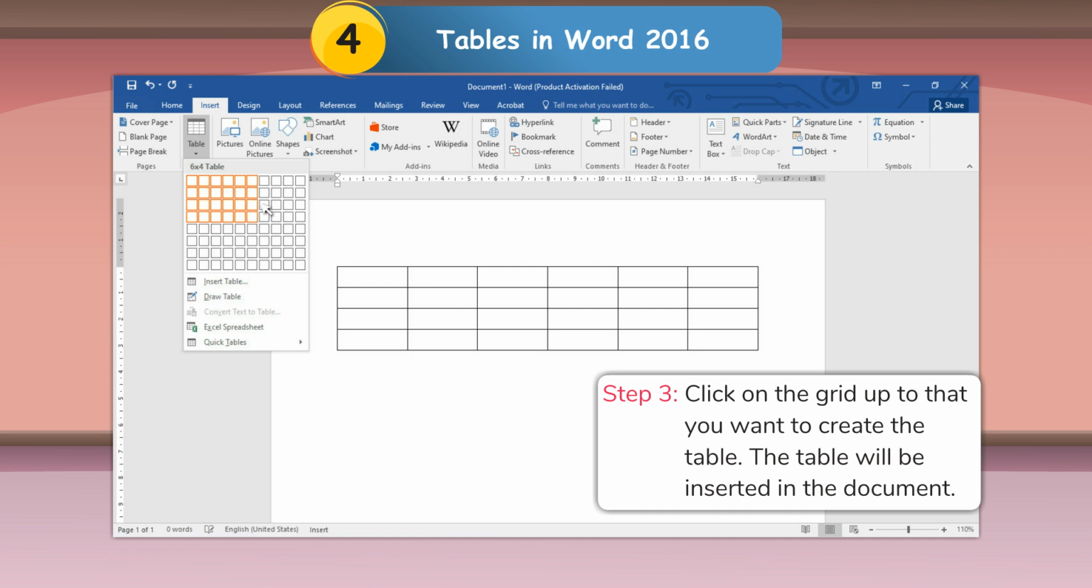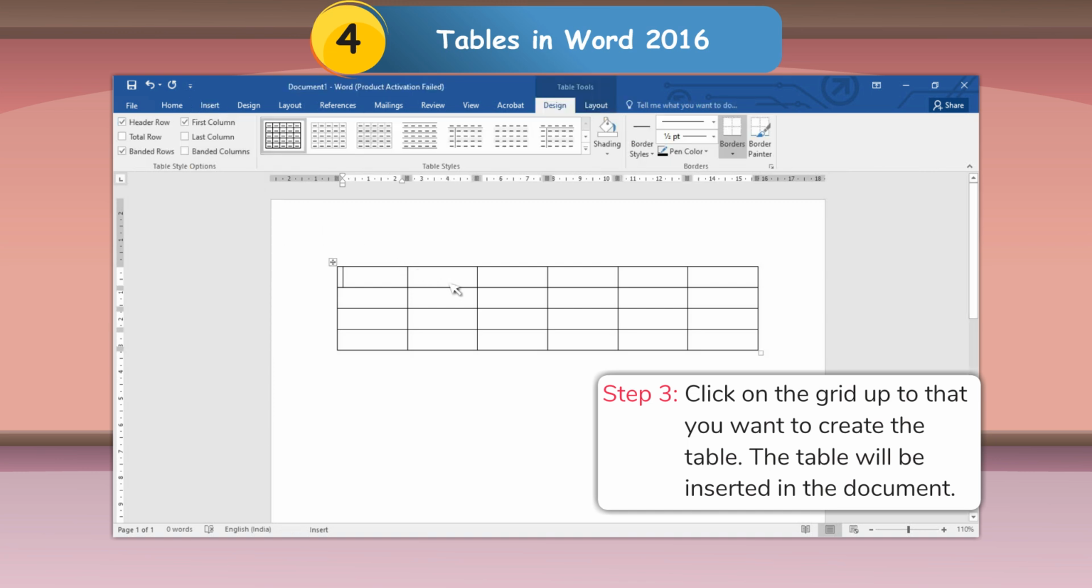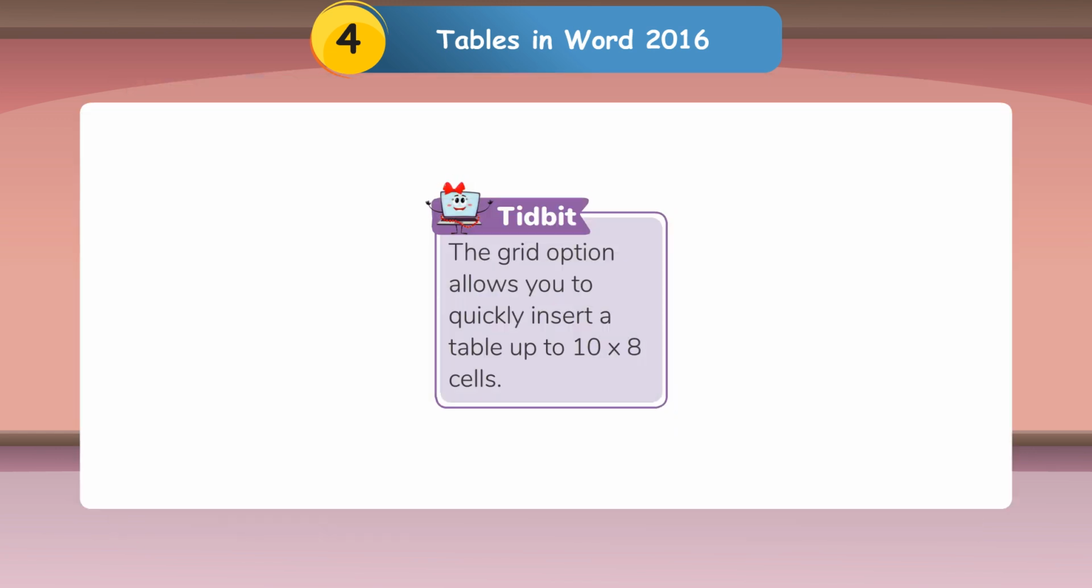Step 3. Click on the grid cell that you want to create the table. The table will be inserted in the document. Tidbit. The grid option allows you to quickly insert a table up to 10x8 cells.